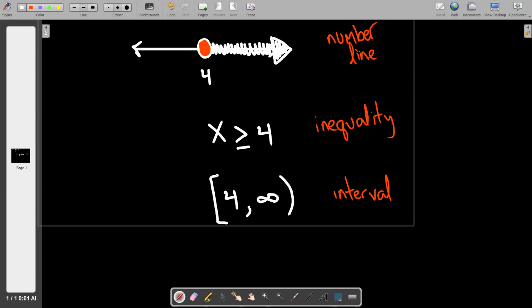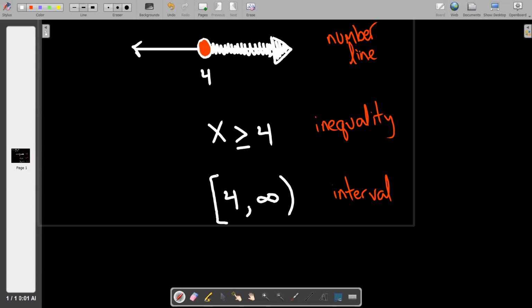You could infer from that, like you're all smart learners, okay, so let me get this straight. If the circle's colored in and that point is included, then I use a square boundary bracket. If it's not included, then I use a round bracket. Correct. And that will lead us to our next example right there.